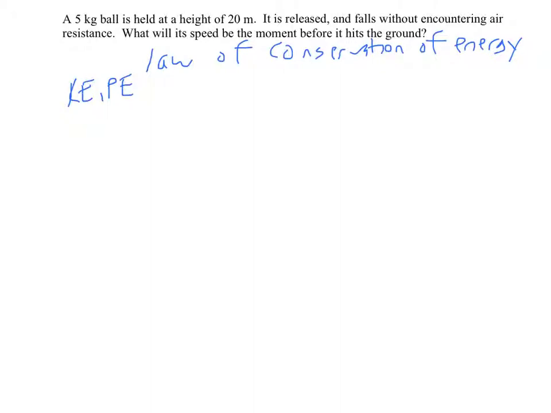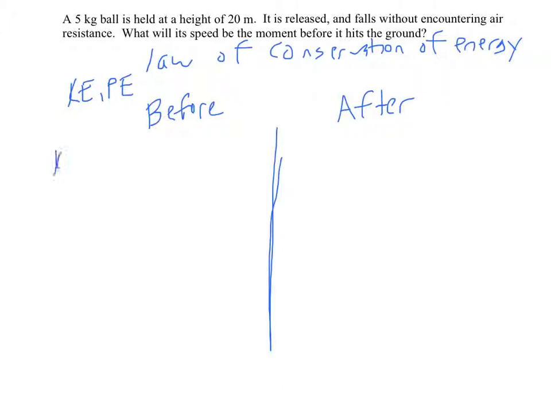So what we can do is basically make a column, and the left column will be our before, and the right column will be our after. And so what we're going to do for each column is write how much energy it has. So before, how much kinetic energy does it have? How much potential energy does it have? And how much mechanical energy does it have? Same thing after. Kinetic, potential, mechanical. So we just got to make these calculations, calculate as many as we can.